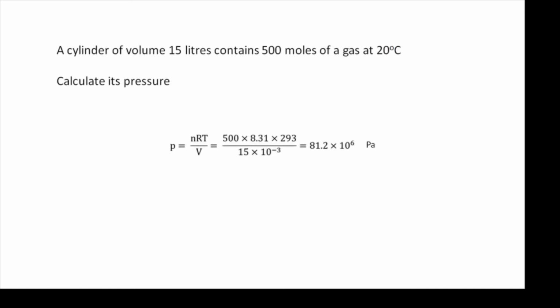And you should get, rearranging the gas equation, P is nRT over V: 500 moles, 8.31, 293. It has to be in Kelvin, remember. Divided by the volume, and you should get 81.2 times 10 to the 6 Pascal.